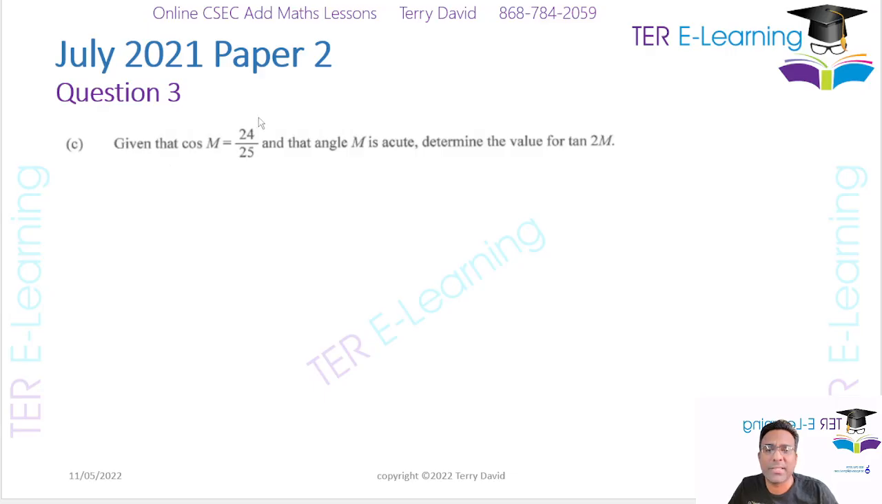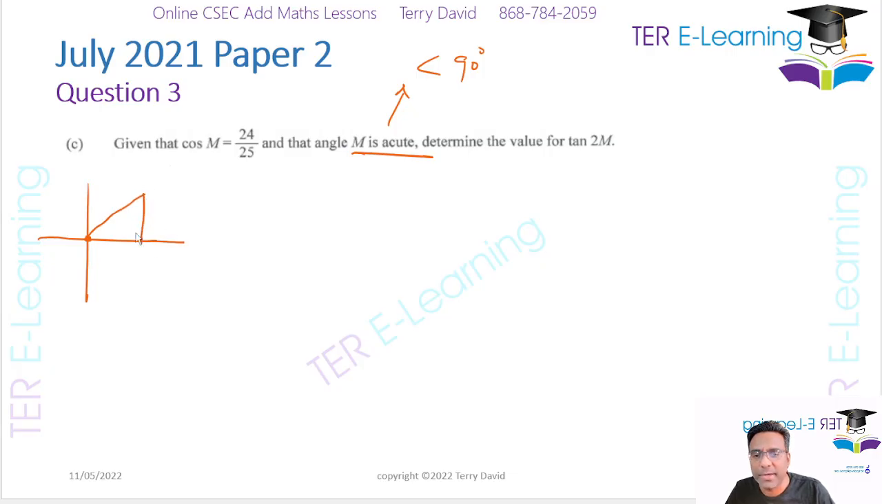And the last part of the question now, they said cosine m is 24 over 25 and the angle m is acute. When we say acute, that means we are less than 90 degrees, right? Now, you know that cosine m is 24 over 25. So let's draw our quadrants here, and let's see if we can write what this angle is here. So let's draw our triangle in our first quadrant, our right angle triangle. Now this here is my angle m.